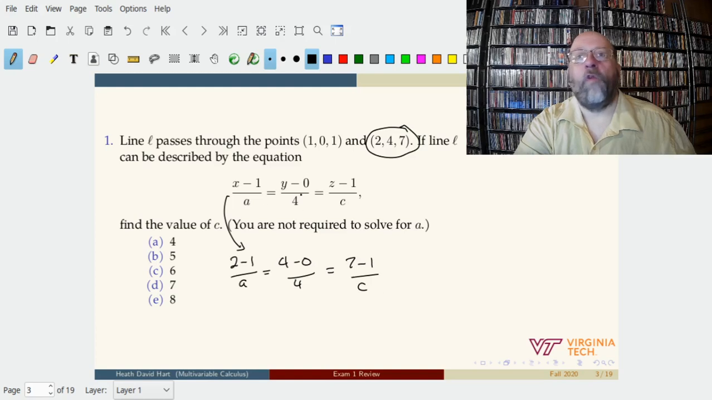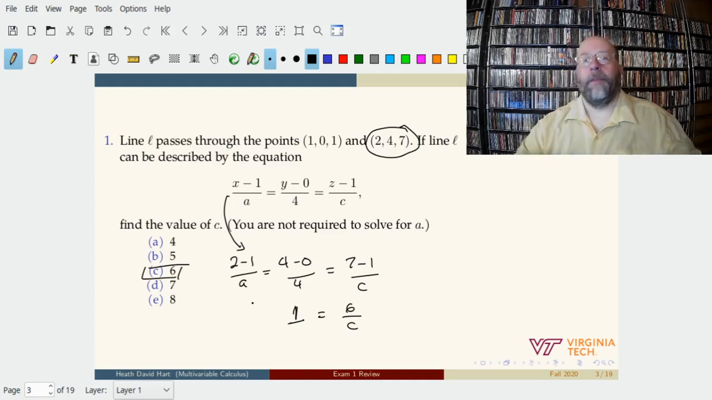Now this is a form of a line that we haven't covered, but we can do this calculation. This middle term, (4 minus 0) over 4, is equal to 1. And this is equal to 6 over C. And so C has to equal 6, regardless of whatever else is going on. So even if we don't recognize this equation, we can plug in a point and solve for C. Okay?